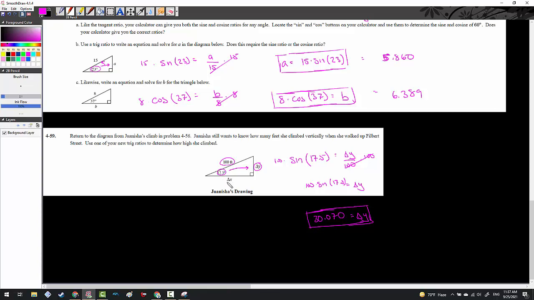I'll leave you with this question before I move on to the next problem. If I wanted to find out how far laterally she traveled, which trig operation would I use? I'll be back with the next problem.